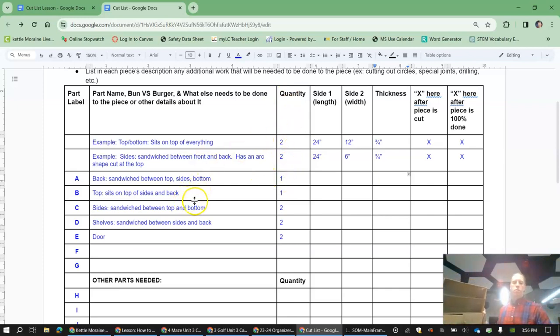Look at letter B now. Letter B, how I labeled here, is the top. And then I also wrote how it's working here. Well, the top is a bun, so I'm saying it's going to sit on top of the sides and the back. So that's what I wrote. We only have one top, so I wrote quantity of 1. Sides, here's our sides, letter C. I have 2 of those, so I put a quantity of 2, and then I put that it's sandwiched between the top and the bottom. So that means that the side is going to sit on top of the bottom. So the side in that situation will be the burger, top will be the bun, bottom will be the bun. So hopefully that makes sense to you.